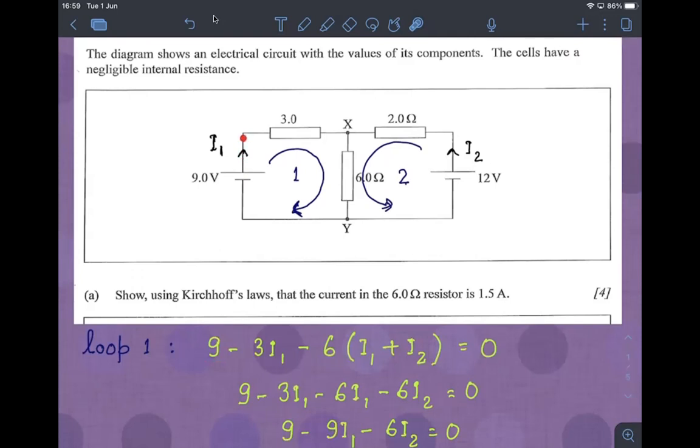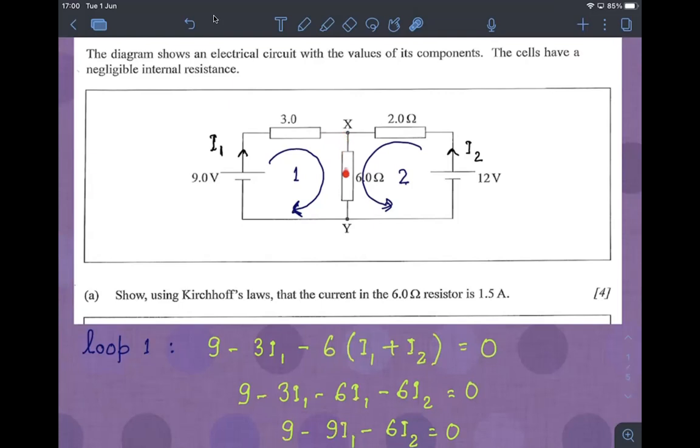And let's say current I1 flows here. And as the current I1 flows through this resistor, that's a 3 ohm resistor. I think the ohm part is missing here, but that's a printing error. So this is a 3 ohm resistor. Now, as the current flows through this 3 ohm resistor, there is a drop in the voltage. So the voltage falls. And you know, voltage is current times resistance. So I1 times R, which is 3 times I1. So this is negative 3 times I1 because there's a drop in voltage.